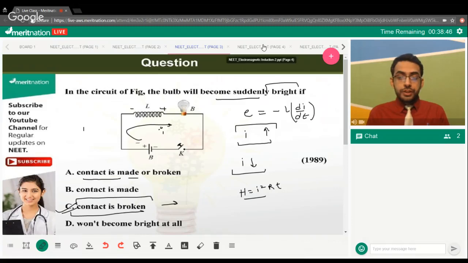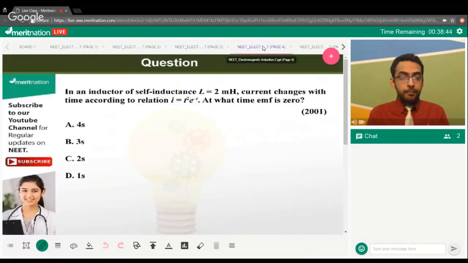Let's move forward to the next question. In an inductor of self-inductance L equal to millihenry, current changes with time according to the relation I is equal to t square into e raised to minus t. At what time is EMF 0? So very simple. We have to apply the formula. What is the formula for EMF? E is equal to minus L di over dt.